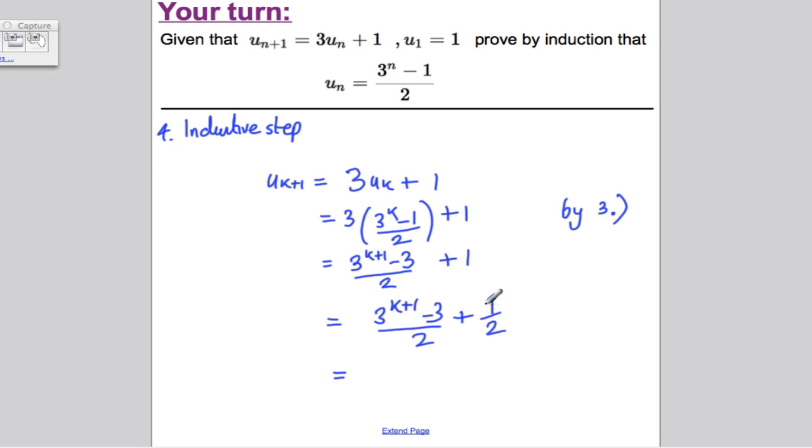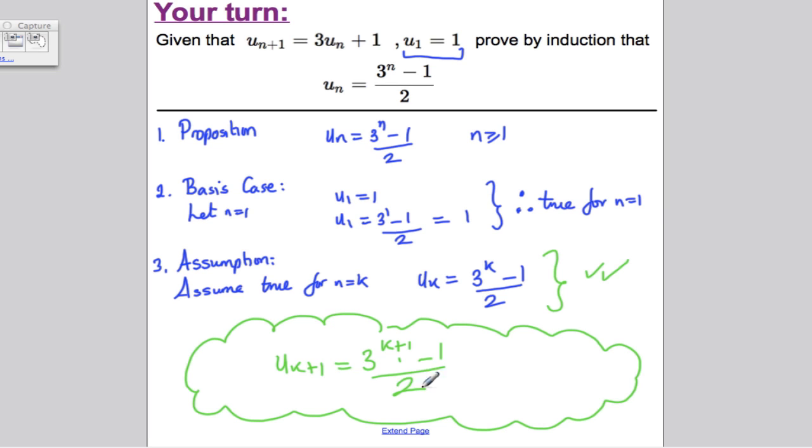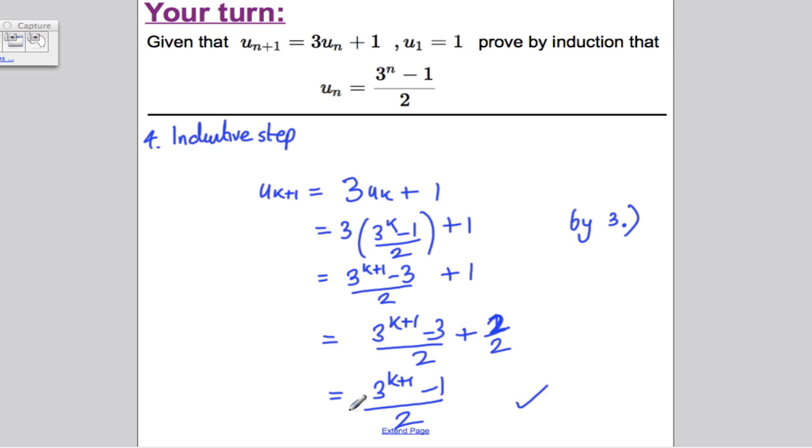Sorry, plus 2 over 2, even, plus 2 over 2. So that's 3 to the k plus 1, minus 3 plus 2 is minus 1, all over 2. And look, you've shown what you wanted to show. Remember, you wanted to show u to the k plus 1 is 3 to the k plus 1 minus 1 over 2. Well, you've done that now. So therefore you can say true for n equal k plus 1.